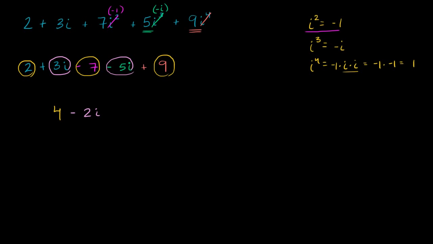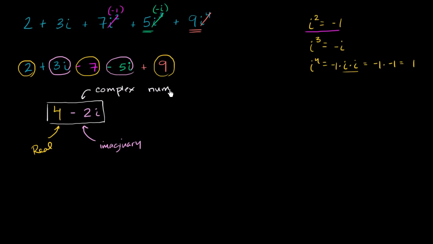Now you might say, can we simplify this any further? Well, no, you really can't. This right over here, 4, is a real number that we've been dealing with throughout our mathematical careers. And -2i, that's an imaginary number. And so what we really consider this, 4 minus 2i, is a number that has a real part and an imaginary part. Numbers like this we call complex numbers. It is a complex number.